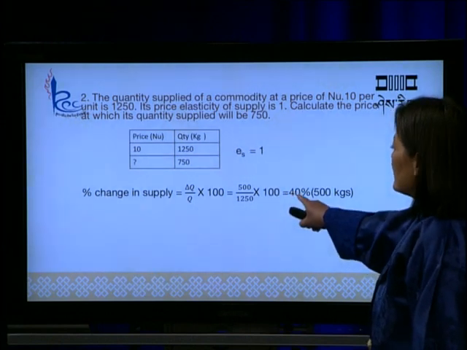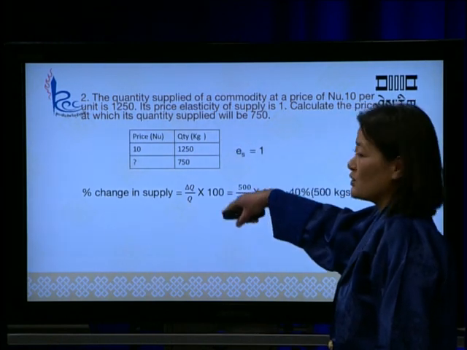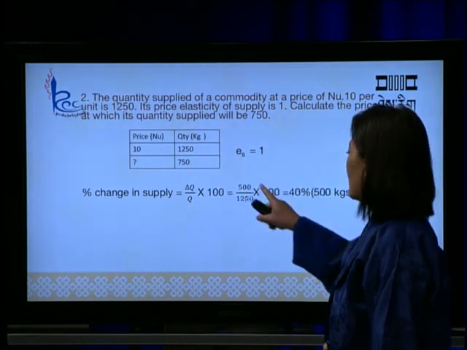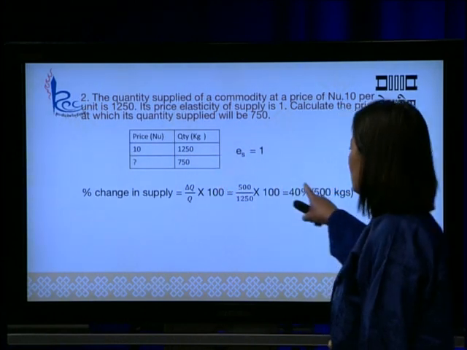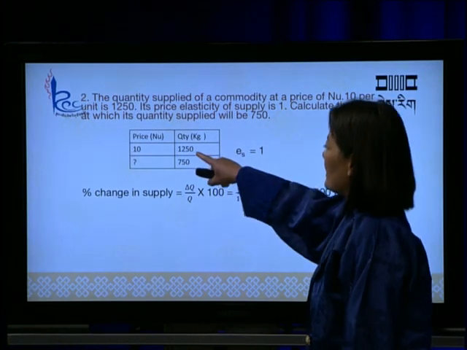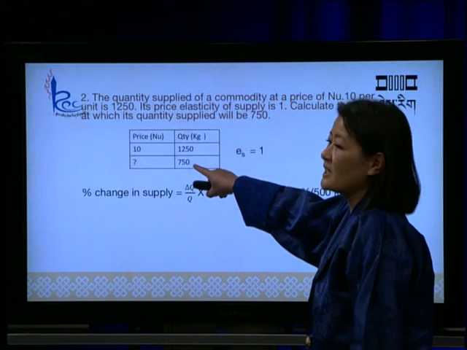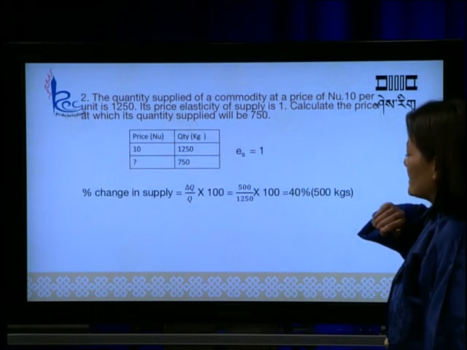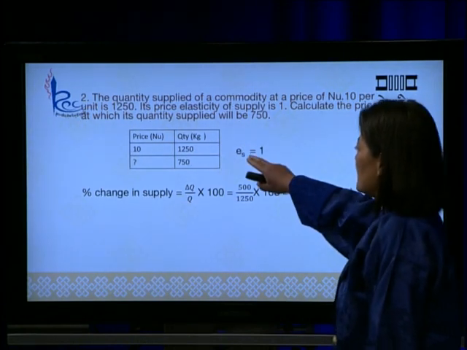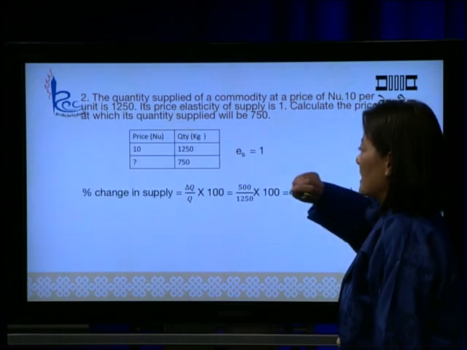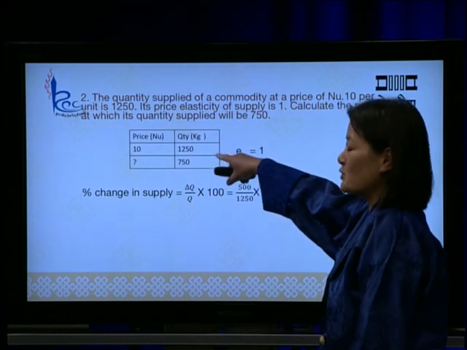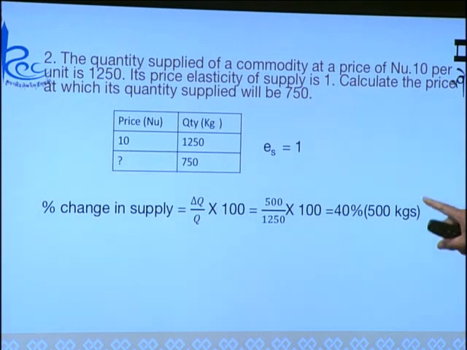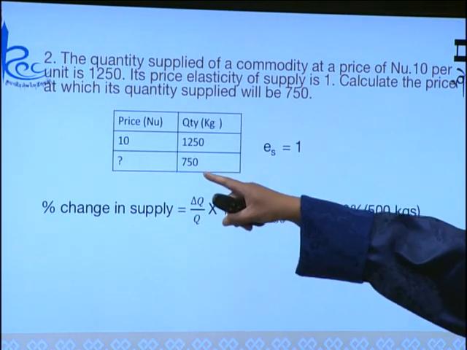So you can see that the quantity supplied has decreased by 40%. 40% of the initial quantity is 500 kg, and if you subtract 500 from 1250, you get 750. Now, since you know the percentage change in quantity supplied, and elasticity is equal to 1, the percentage change in supply is equal to the percentage change in price. So when the percentage change in supply is 40%, the percentage change in price should also be 40%.